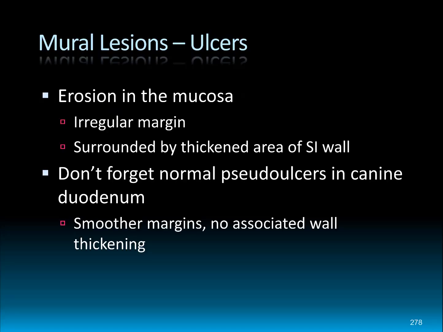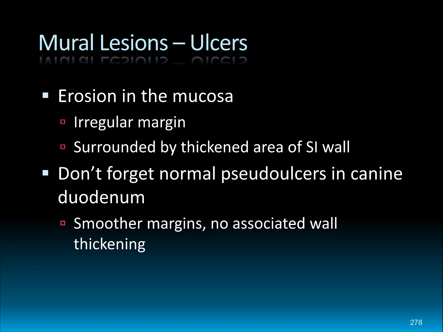Ulcers, when you see them, will show up as lesions of increased contrast medium collecting in the mucosa. So they're kind of indentations in the mucosa. They generally have an irregular margin. They're often surrounded by a thickened area of the small intestinal wall, so there's usually projections into the lumen around them, and then they represent an outpouching or erosion into the mucosa right where they are.